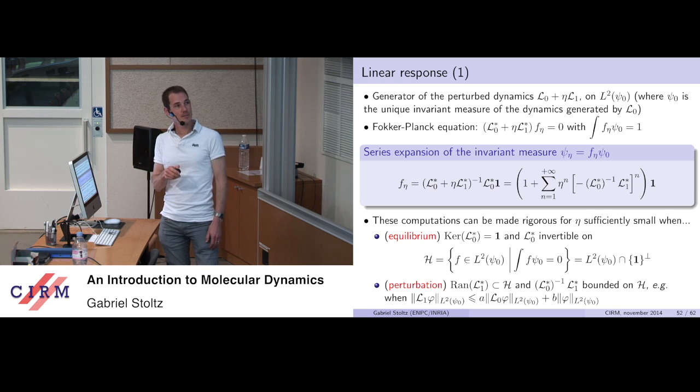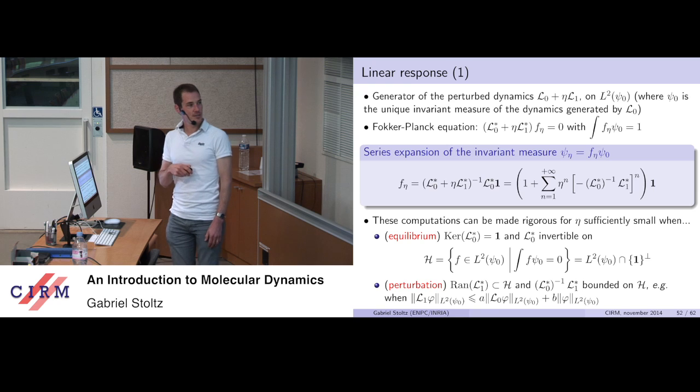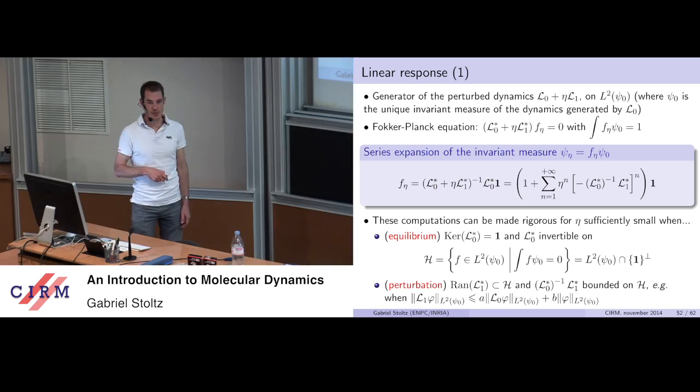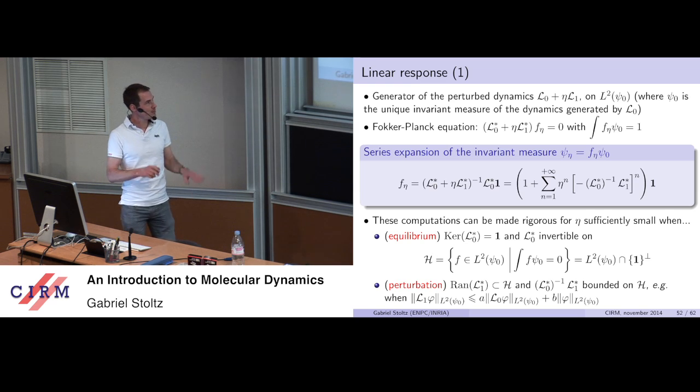To make sure that this operator is bounded, we very heavily rely on the fact that we know the equilibrium dynamics. Typically we will assume that the adjoint of the generator is invertible on the orthogonal of the kernel, and that the perturbation L1 we consider is sufficiently small, in the sense that those kinds of inequalities hold. So we want L1 to be L0 bounded in a sense. There are technical conditions to make sure that those kinds of expansions make sense in L2 of psi naught, but in the end, seen from very far away, it's simply a perturbative expansion.